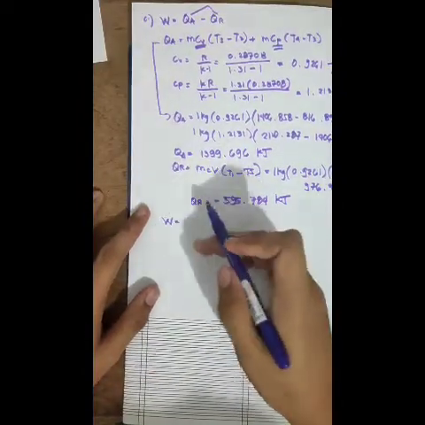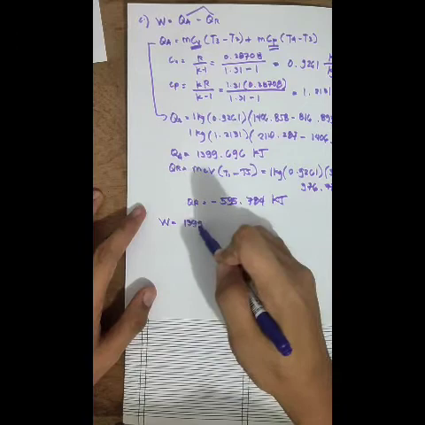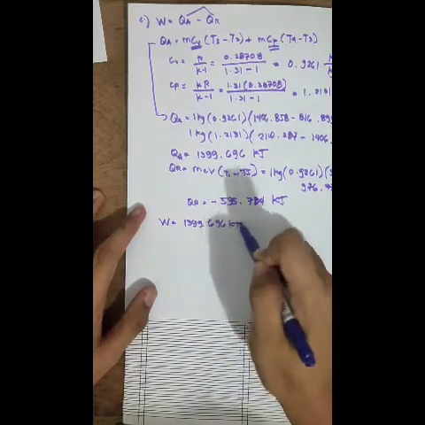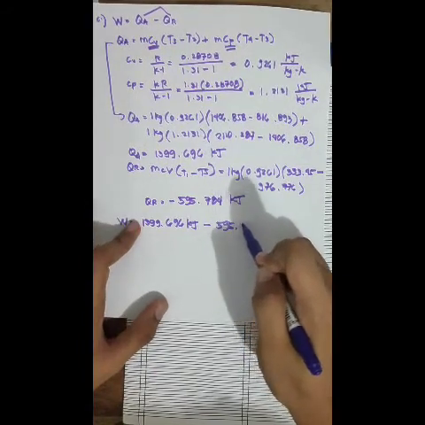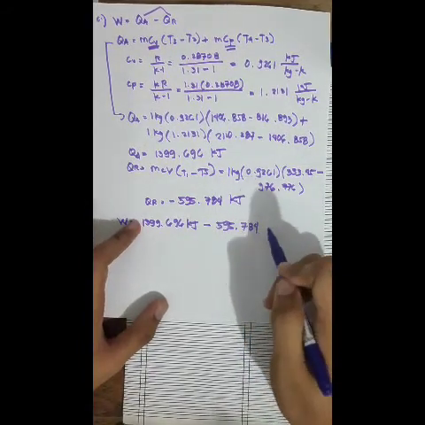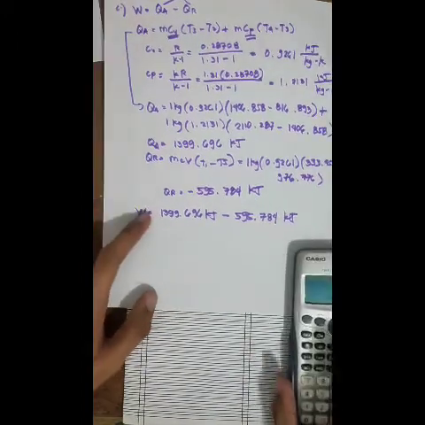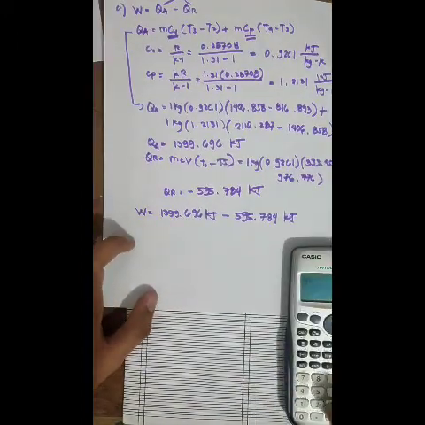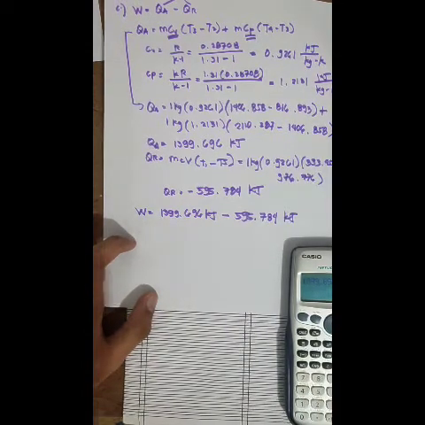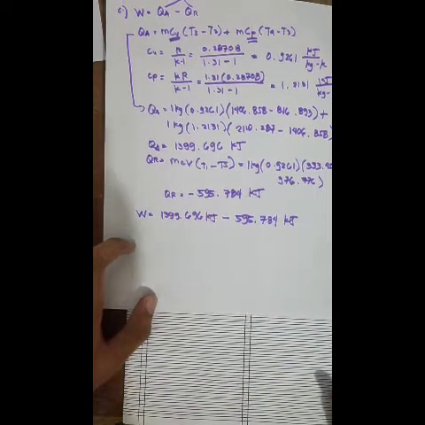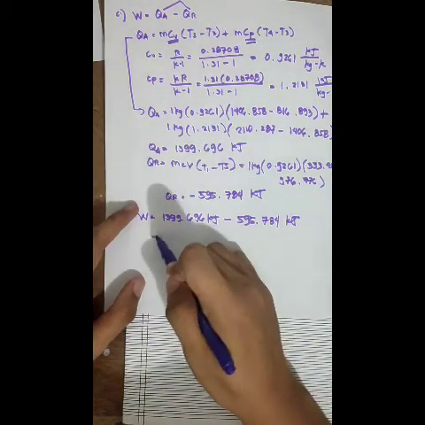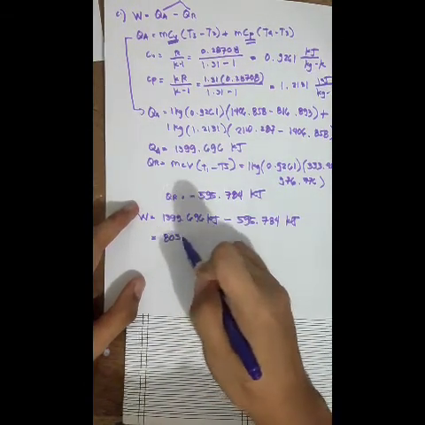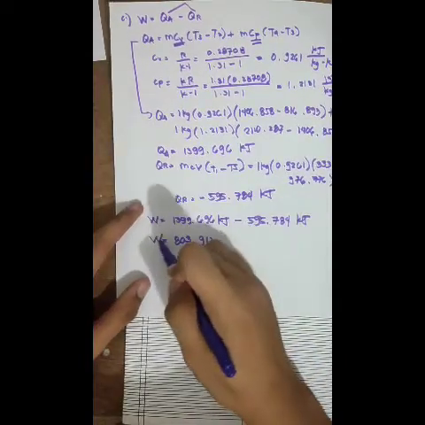So we can now get the work. It is equal to QA, which is 1399.696 kilojoule, minus the QR, which is 595.784 kilojoule. So the answer that we get for work is 803.912. So there, that's the work.